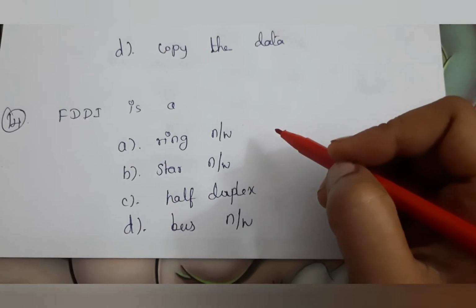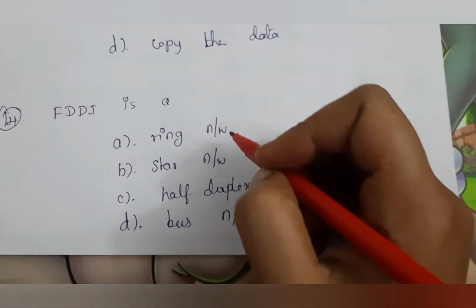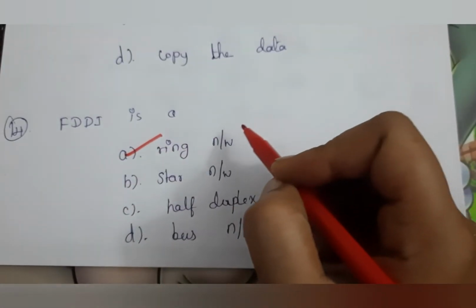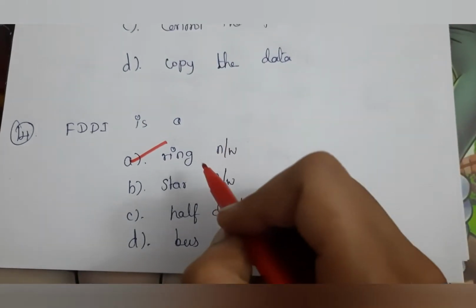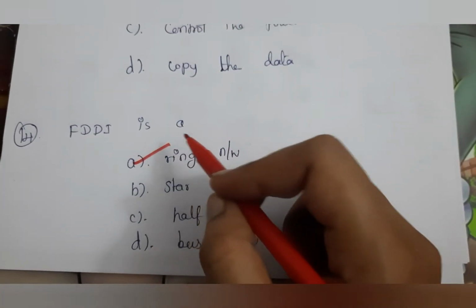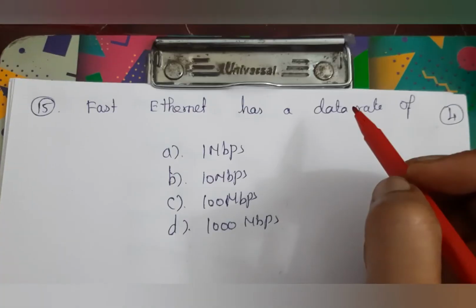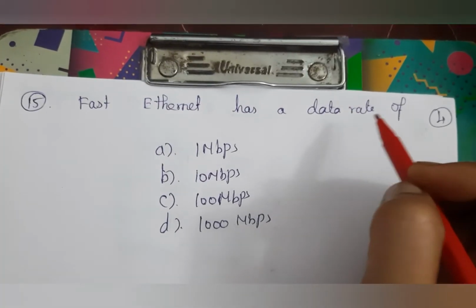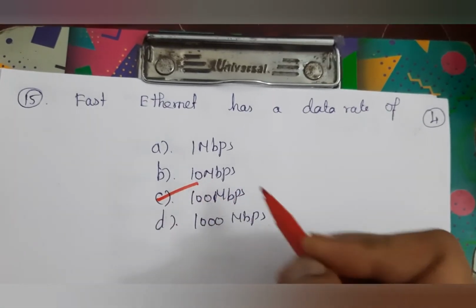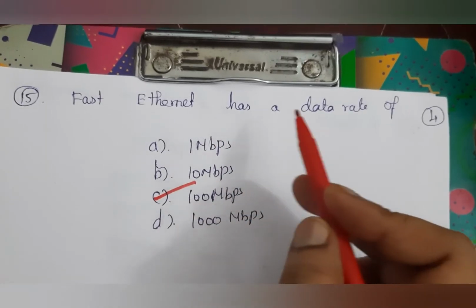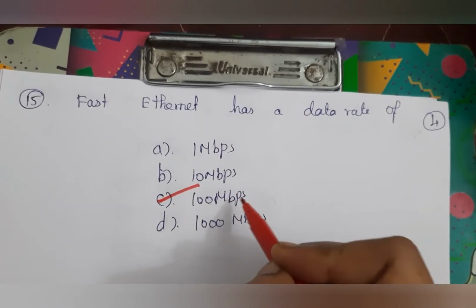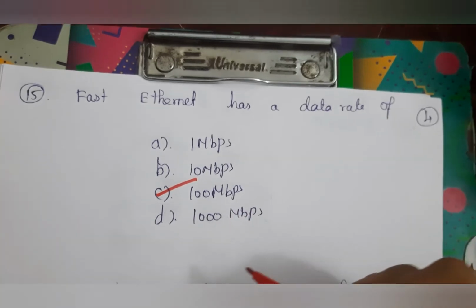Next question, FDDI is a ring network. It is similar to token ring and uses the ring network. So FDDI is a ring network. Next question, fast Ethernet has a data rate of 100 megabits per second. So C is the answer.